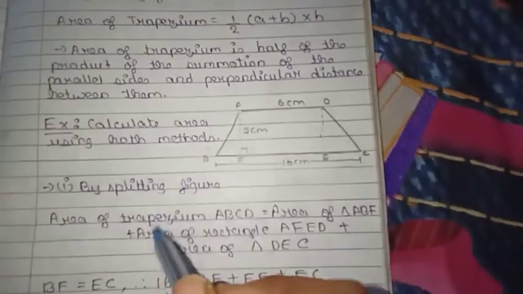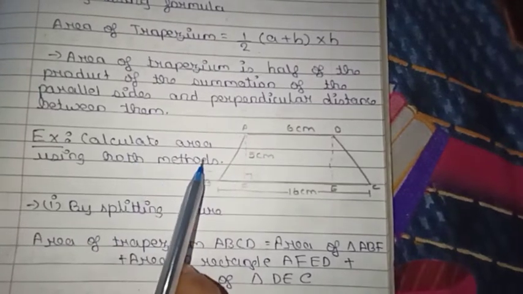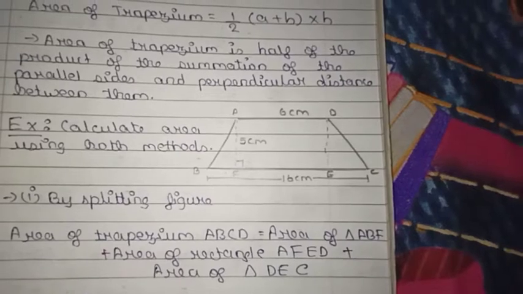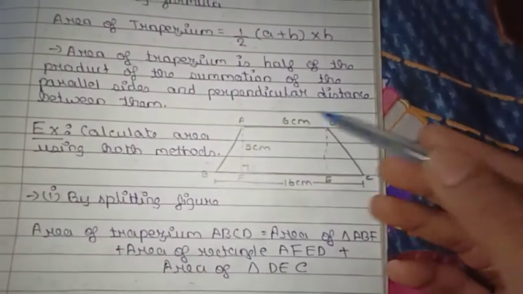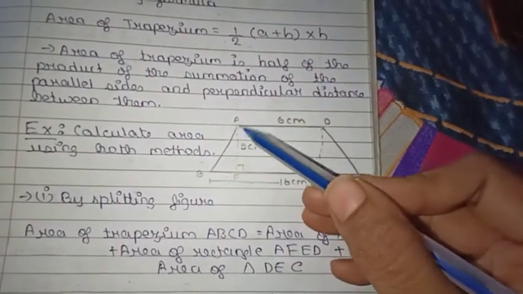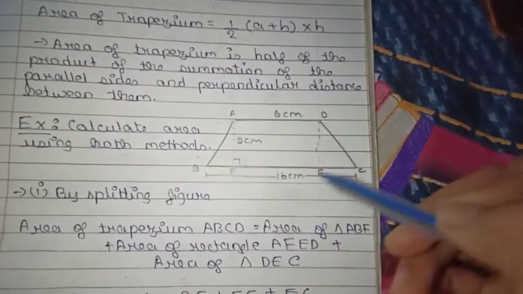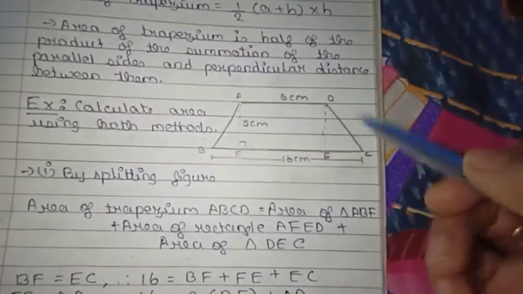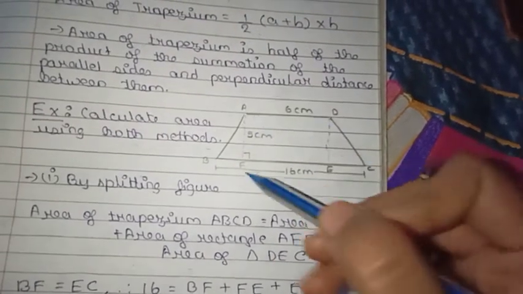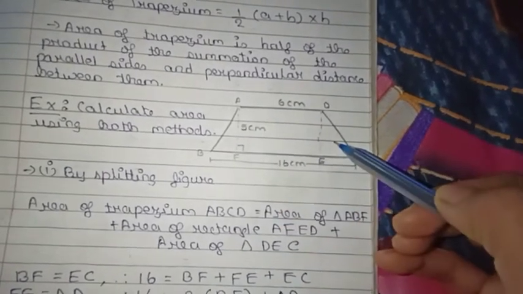Let's calculate by an example. Calculate the area using both the methods. We will calculate the area. Here a figure of a trapezium ABCD is given, in which AFED is a rectangle that we have divided. First we will find the area of the trapezium by splitting the figure. So I have split this into three figures, that is, this rectangle and two triangles.